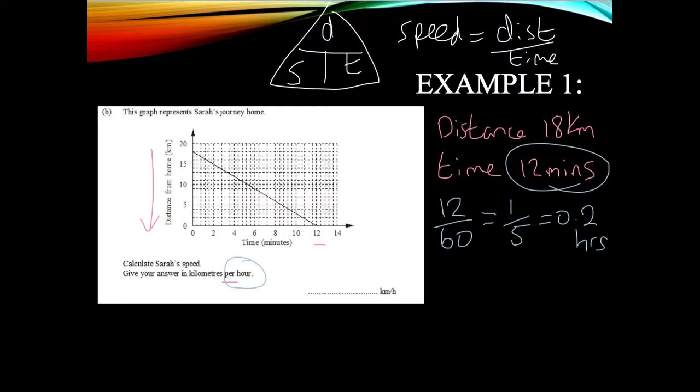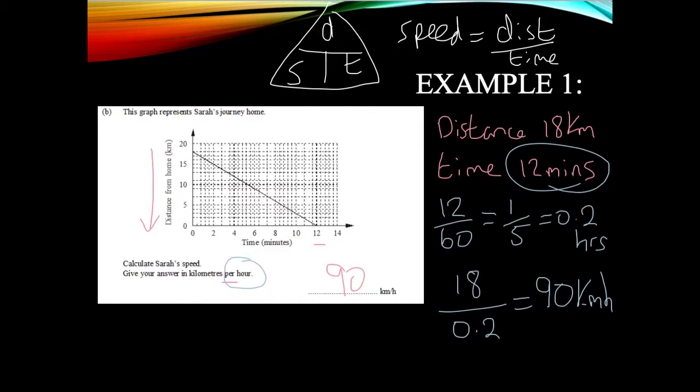So remember that speed is distance divided by time. We've got 18 divided by 0.2, and that's going to give us an answer of 90, and that is 90 kilometres an hour.